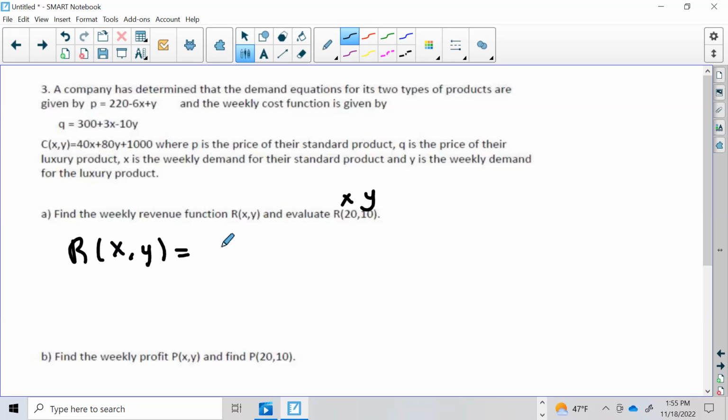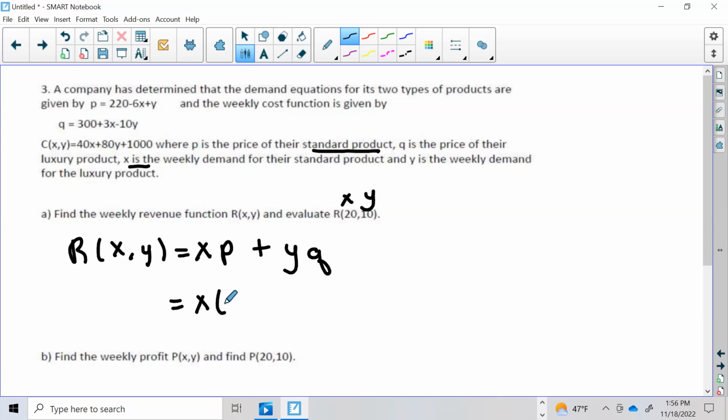So that equation is going to be, we have the standard product. We're going to take X, the weekly demand for the standard product, and multiply it by that demand equation for X, which is P. And then we're going to add the luxury product. So Y is the weekly demand for the luxury product, and we're going to multiply by the demand function Q. And then I'm going to substitute these functions in.